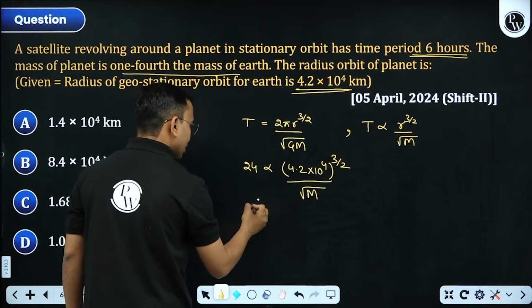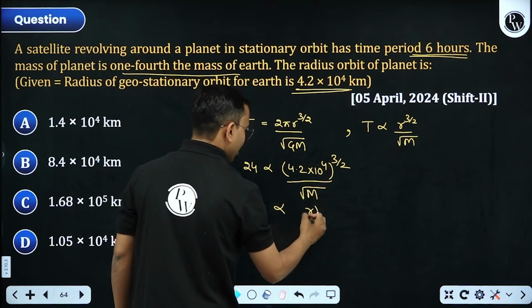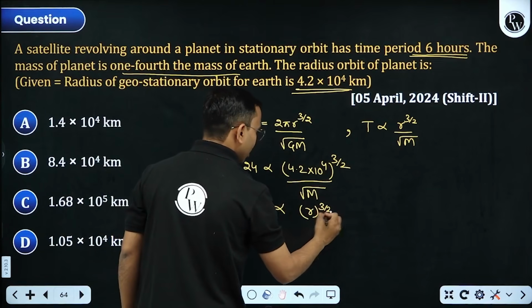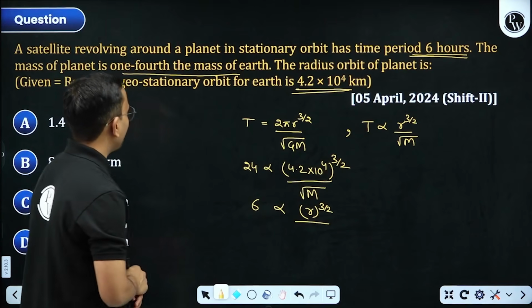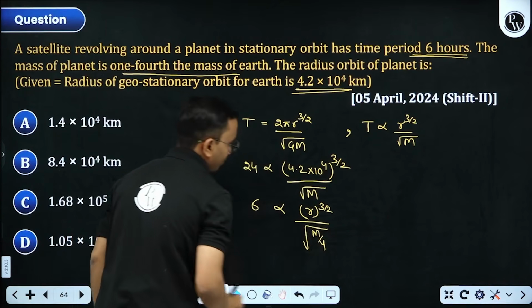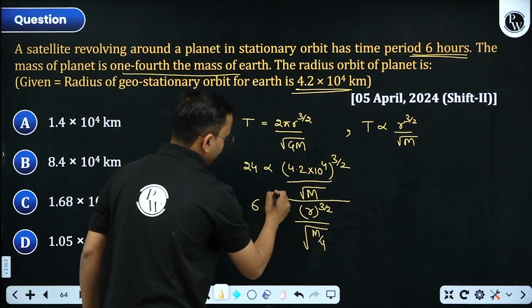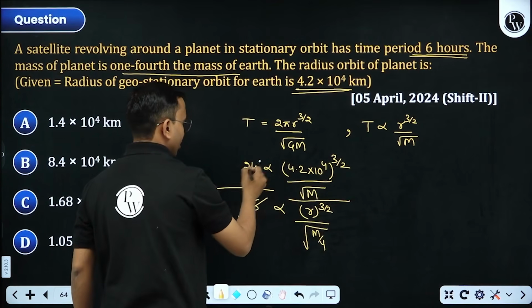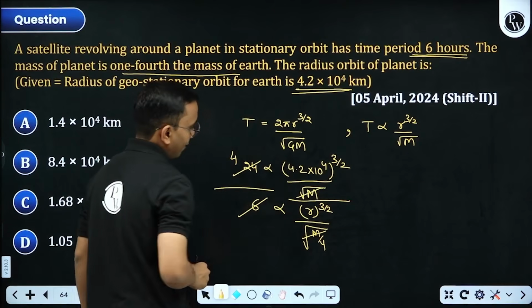For that planet, it is 6, proportional to the radius we need to find for that planet to the power 3 by 2 divided by mass. The mass of the planet is 1/4 the mass of Earth, so root of m by 4. Divide these two: 6 into 4, and root m is getting cancelled.